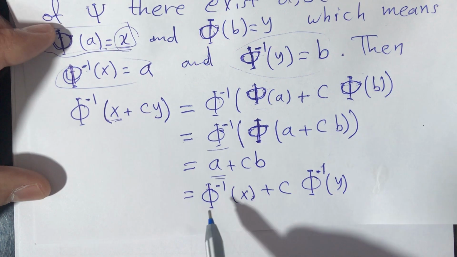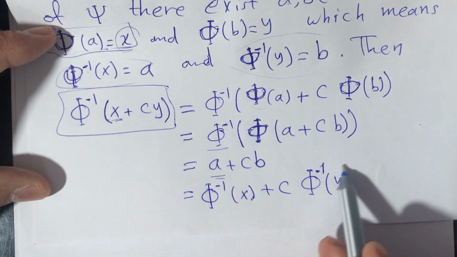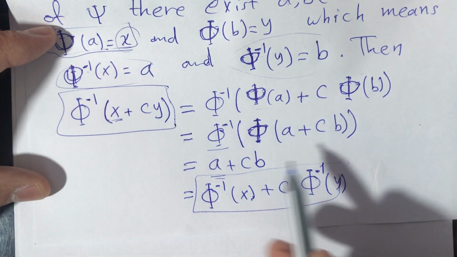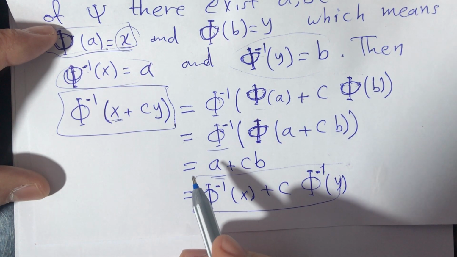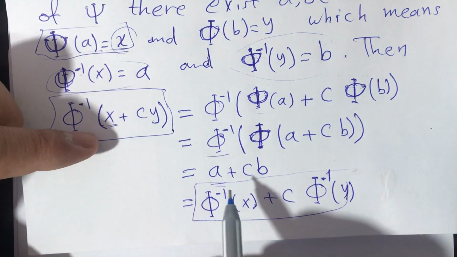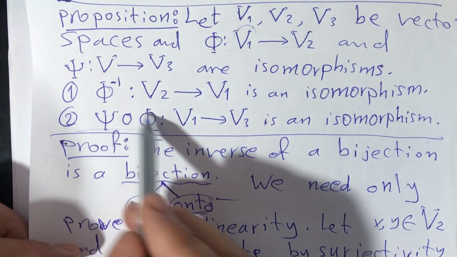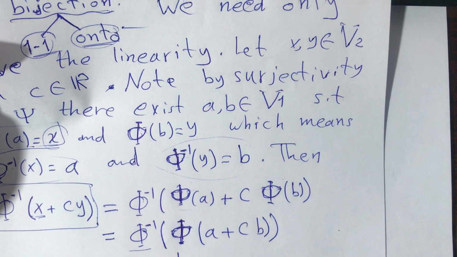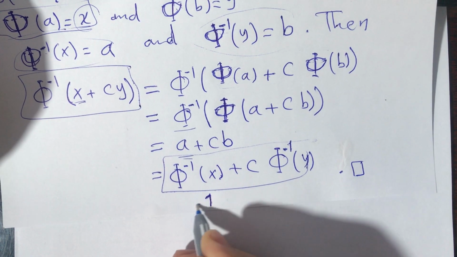So we satisfy the linearity for phi inverse. This is the linearity for phi inverse. Number 2 is without proof. We just prove 1, this is enough, and this finishes our theorem. This is our proposition. This is page number 1.